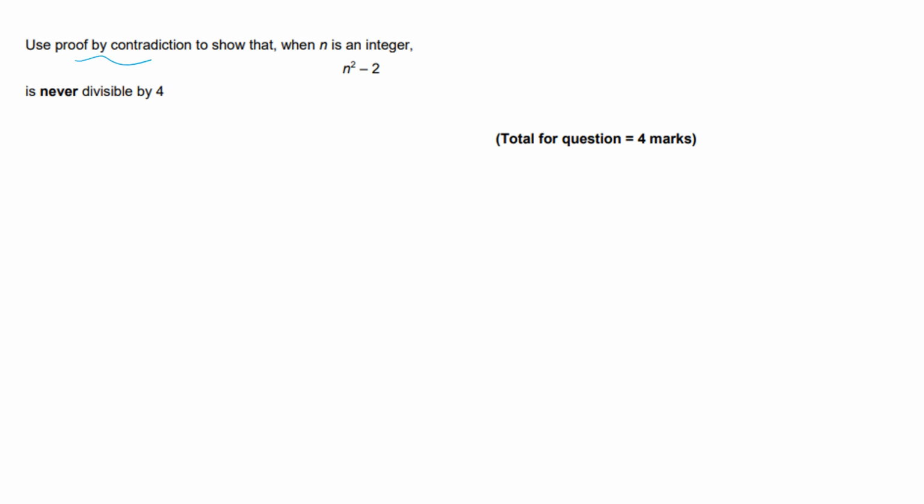Next, we've got a proof by contradiction, and we've got to prove that if n is an integer, n squared minus 2 is never divisible by 4. So when you're doing a proof by contradiction, you have to assume the opposite. So you have to negate what you're trying to prove. So we'll assume that n squared minus 2 is divisible by 4. We go through our proof and realize that we've made a contradiction, so our original assumption must have been false. That's how we set them out.